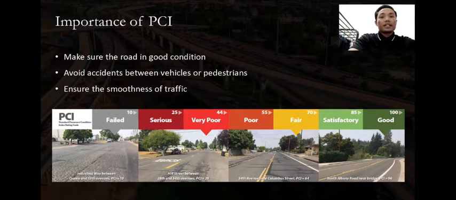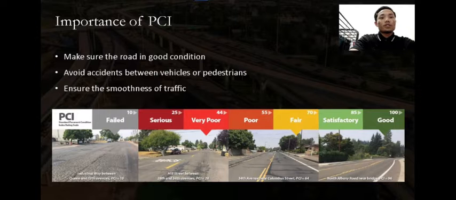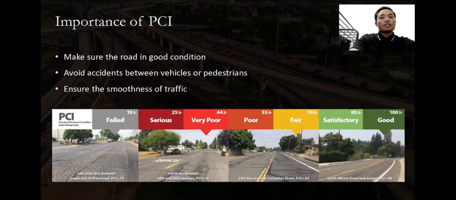The importance of PCI is to make sure the road is in good condition. Next, to avoid accidents between vehicles and pedestrians. And lastly, to ensure the smoothness of traffic.